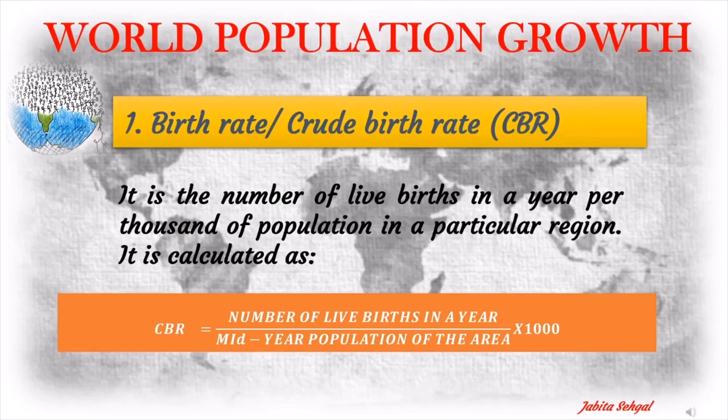First of all, we will talk about birth rate, or we call it crude birth rate. It is abbreviated as CBR. It is the number of births in a region over every 1,000 persons. It is calculated as CBR is equal to number of live births in a year divided by mid-year population of the area multiplied by 1,000.